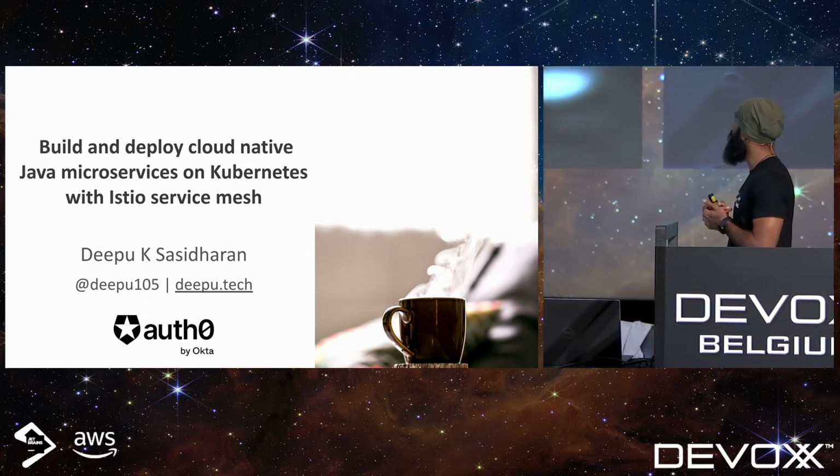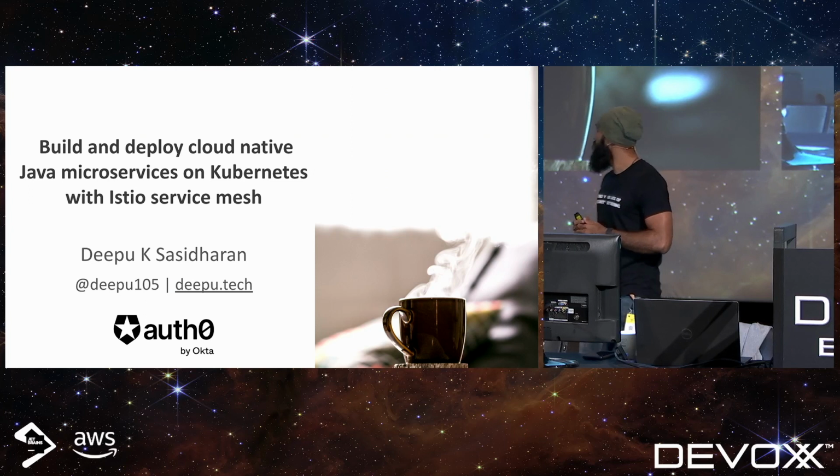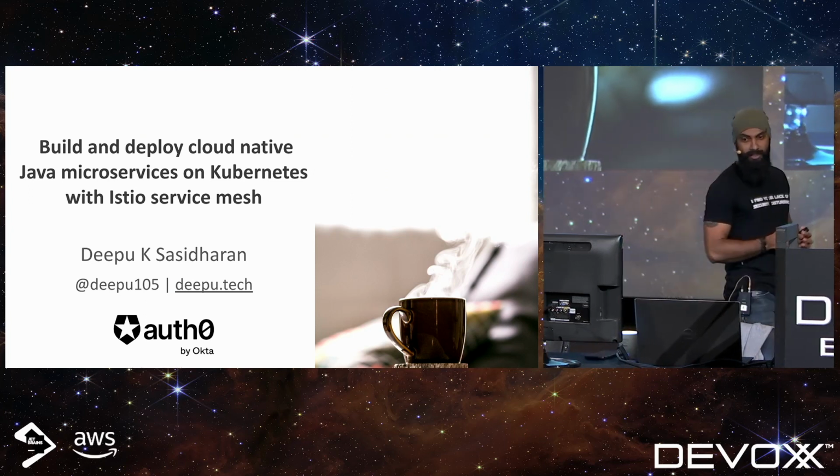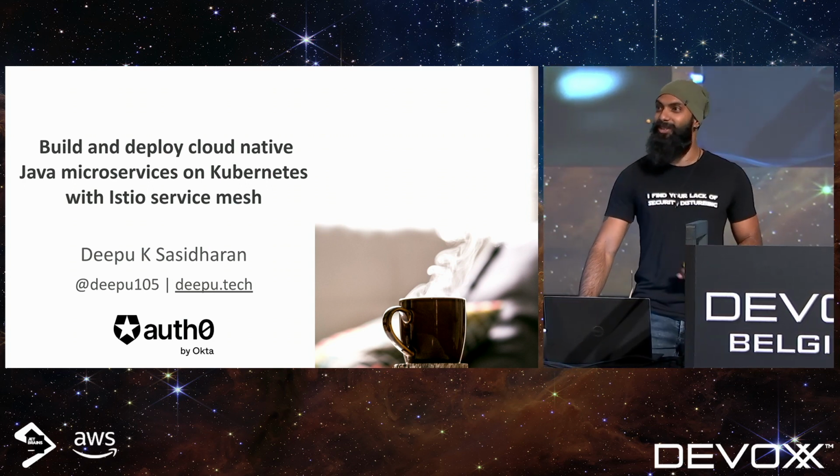Today we are going to talk about Istio Service Mesh and how to do Java microservices on Kubernetes with Istio Service Mesh. So I'm going to be sitting. It's going to be close to 3 hours.